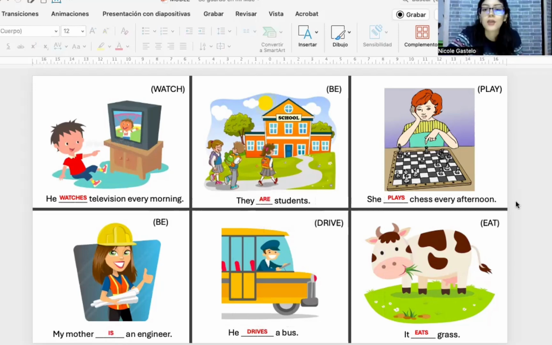Very well done. Now you know how to make affirmative sentences with the present simple tense. Thank you. Bye.